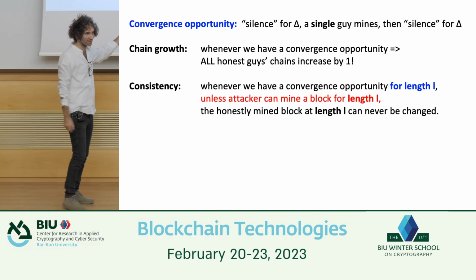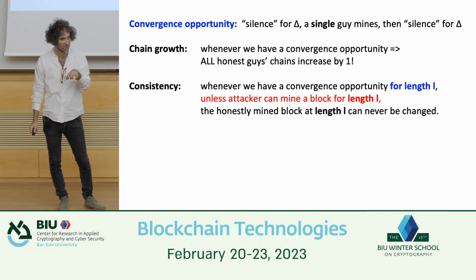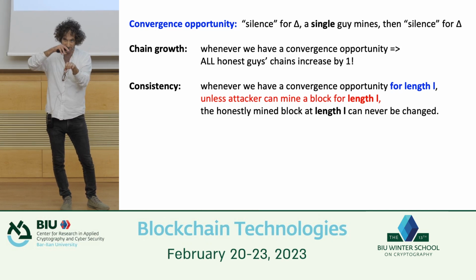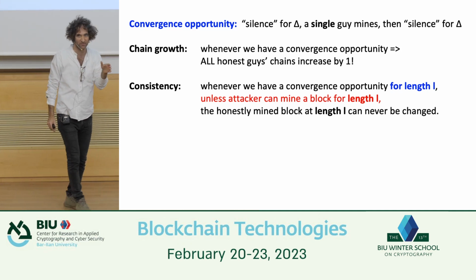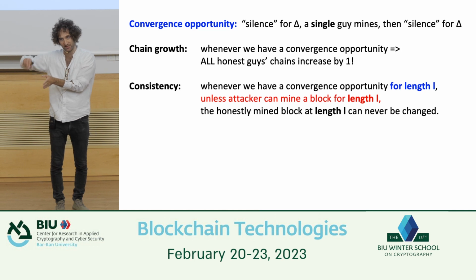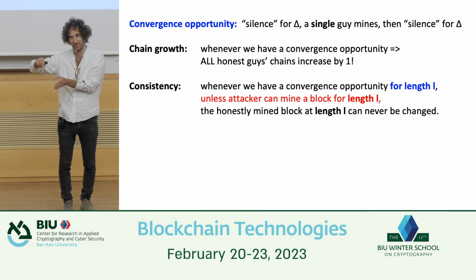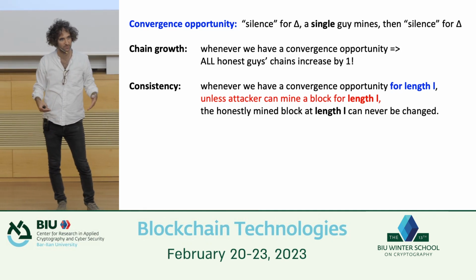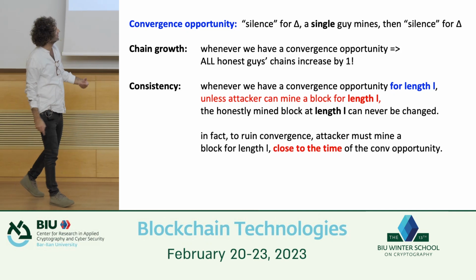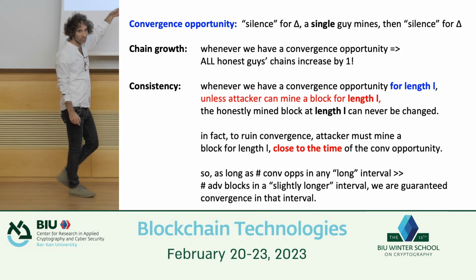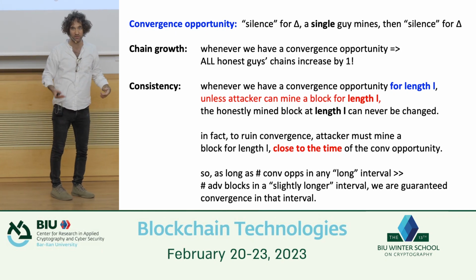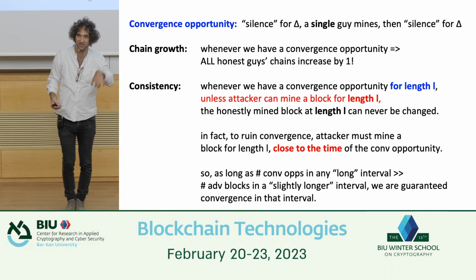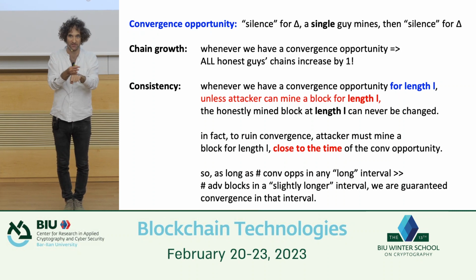Now, in order for a bad guy to actually replace something at that position, he needs to not only mine something at that position, but he needs to mine it also pretty close to the time when the good guys had the converged opportunity. Because if he does it later on, then the good guys' chain will be so long that they will actually never be willing to replace it. So in essence, as long as I can argue that the number of converged opportunities is much bigger than the number of blocks that the bad guy can mine, then I'm fine. Because in that case, I know there must be some converged opportunity, and when there is a converged opportunity, I know that that block is going to be fixed, and the same for everybody else.